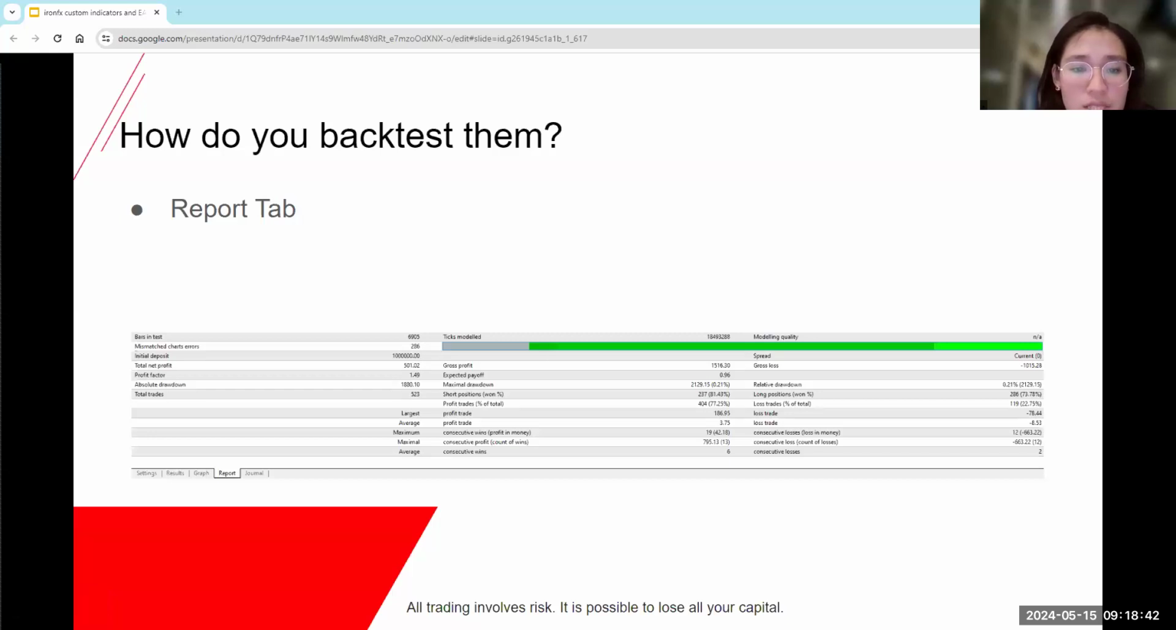Okay, so how do you decide whether to use MT4 or MT5? Let's do a really quick, brief intro to both of these platforms and compare them so that you can see which is more suitable for you.